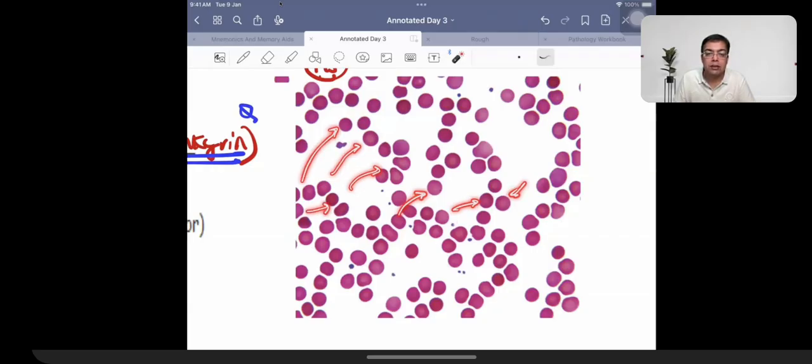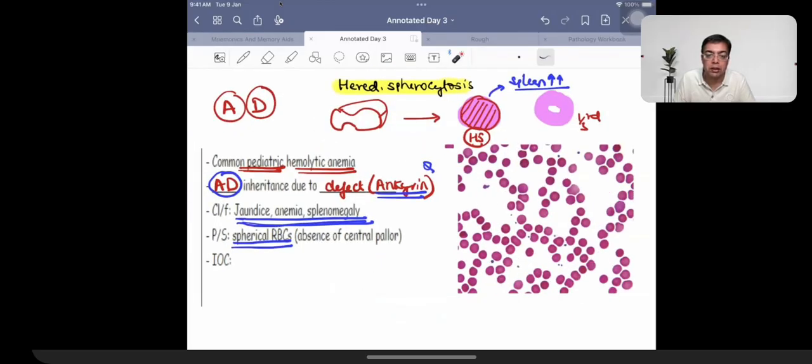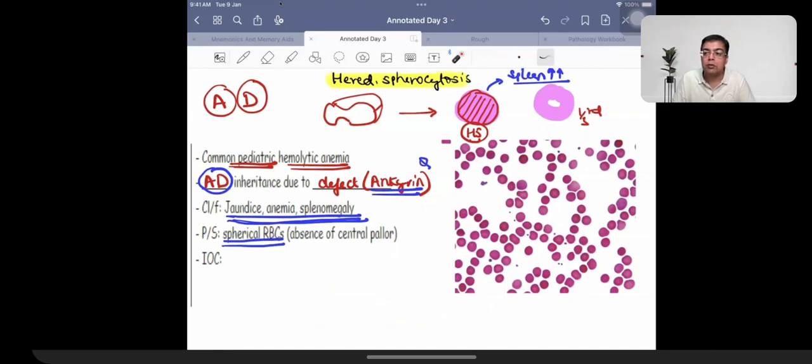Right? Now, if the RBCs are being destroyed inside the spleen, is it going to be an example of intravascular or extravascular hemolytic anemia? It is an example of extravascular hemolytic anemia. So I will say in one line, what you need to remember: hereditary spherocytosis is a pediatric hemolytic anemia. It is characterized by jaundice, anemia, splenomegaly, and it is a cause of extravascular hemolytic anemia.